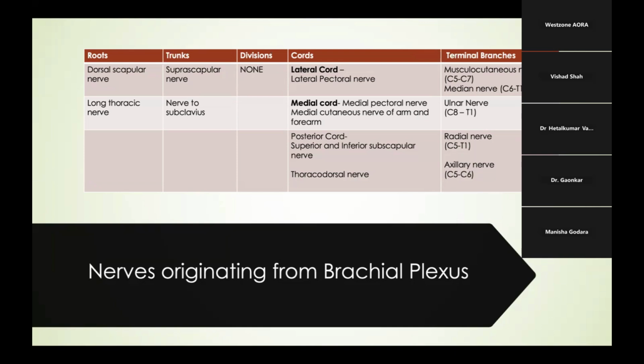At the cord levels, from the lateral cord, the lateral pectoral nerve, the musculocutaneous nerve and the median nerve originate. From the medial cord, the medial pectoral nerve, the medial cutaneous nerve of the arm and forearm, and the ulnar nerve. And the posterior cord has the superior and the inferior subscapular nerves, the thoracodorsal nerve, the radial nerve, and the axillary nerve.